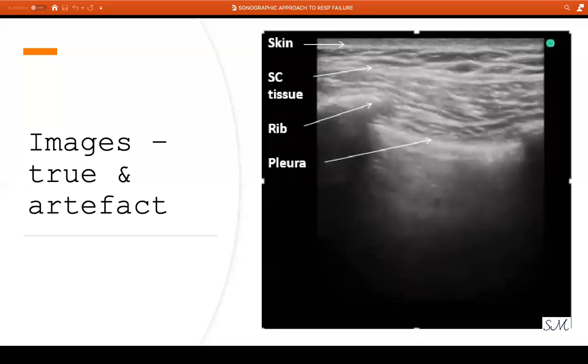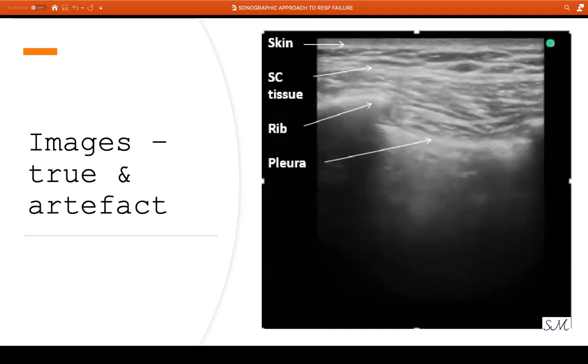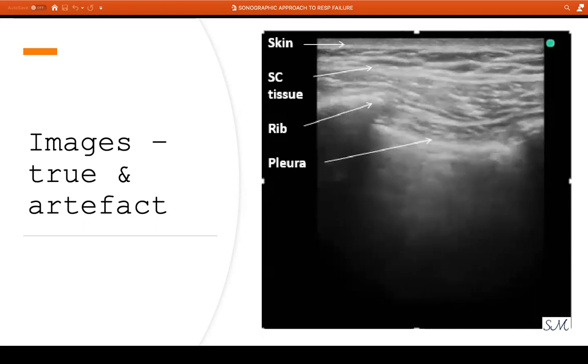So the lung image is basically developed by two types of image. The upper part, that is from the skin up to the pleura, is a true image because of the presence of tissue through which ultrasound can pass. And below the pleura, it is because of artifacts, because the ultrasound wave cannot pass through air.